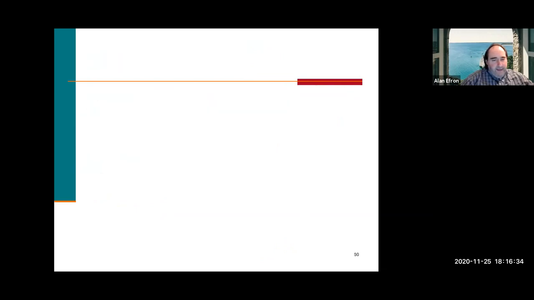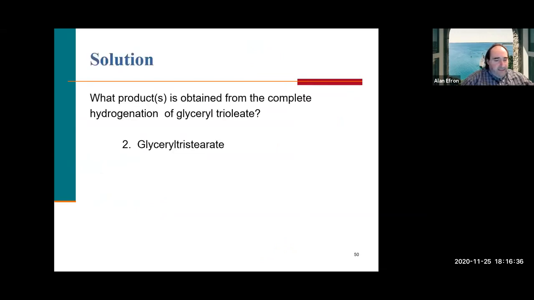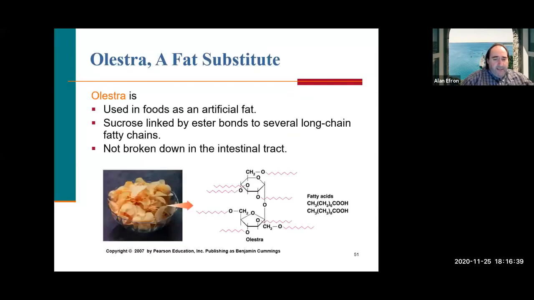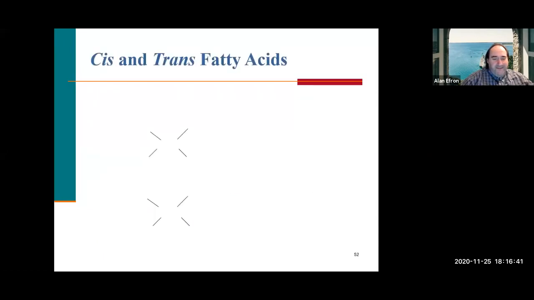We're going to skip this because we're not going to talk about naming any of these things, so you don't have to worry about naming them. Olestra, I think, has been off the market for a long time, so we'll skip that as well.